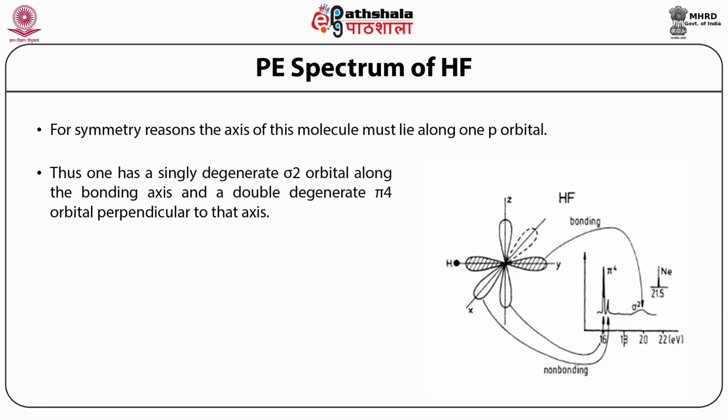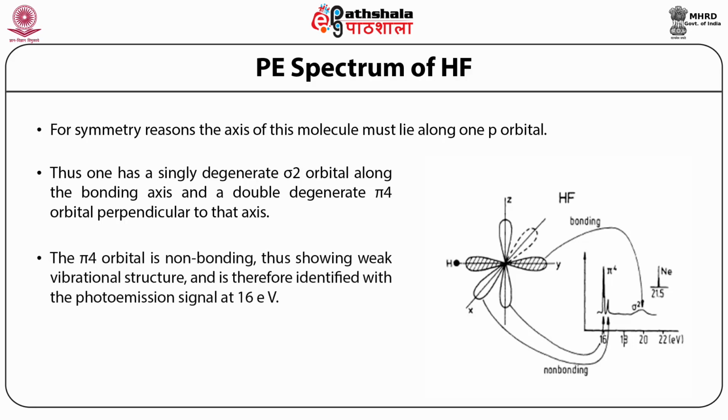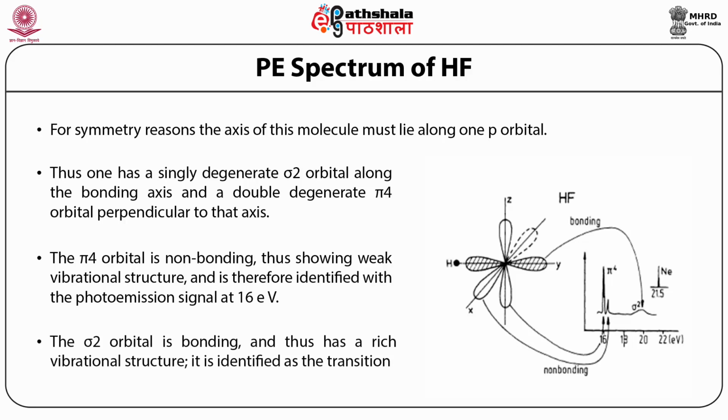The same explanation is continued in this slide. The pi 4 orbital is non-bonding, thus showing weak vibrational structure, and is therefore identified with the photoemission signal at 16 electron volt. The sigma 2 orbital is bonding in this case and thus has a rich vibrational structure. It is identified as the transition which is observed at 20 electron volt.